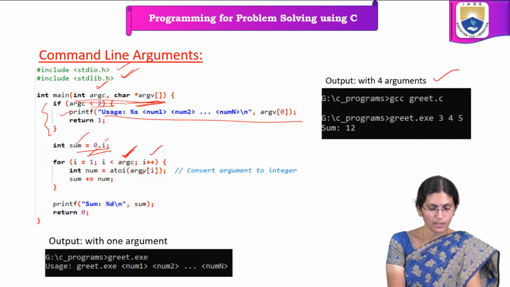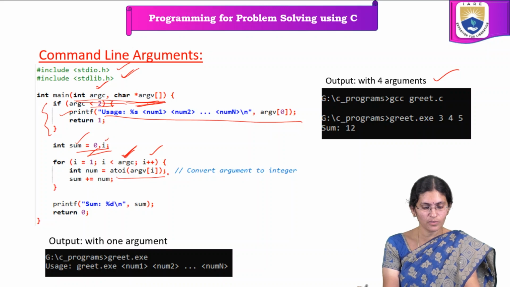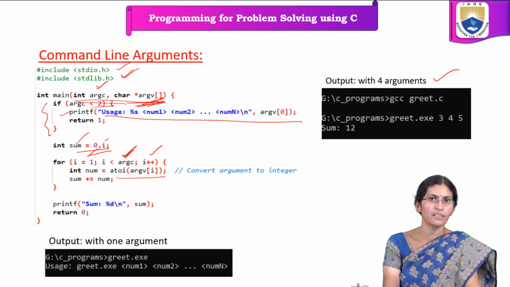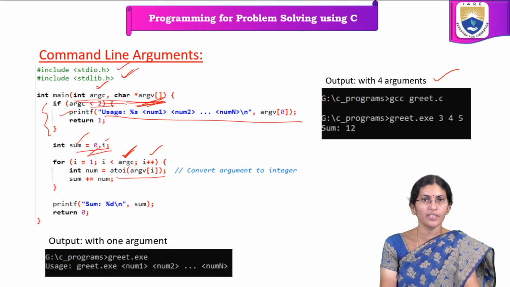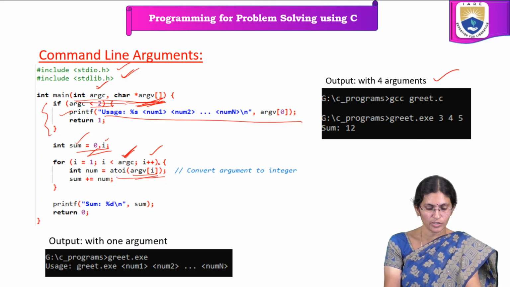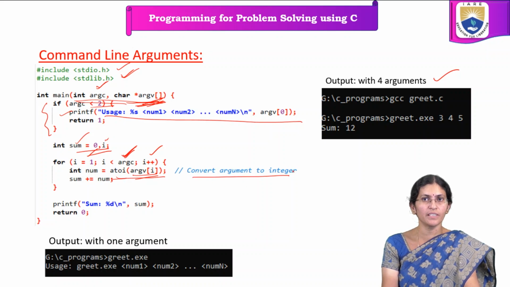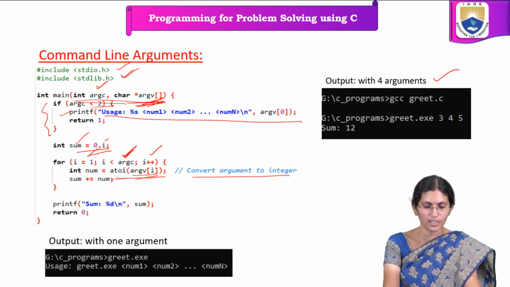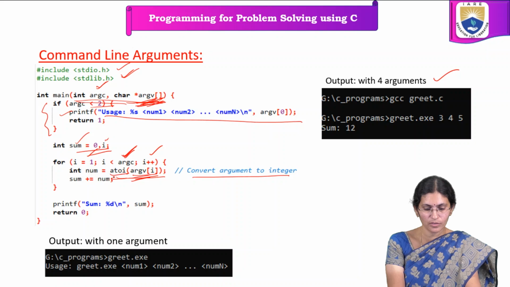So int num is equal to, what we are doing here is, each value is treated as a string. Therefore we need to convert this to an integer. This is a function to convert the argument to an integer. Whatever arguments we pass from the command prompt are treated as strings. In order to perform arithmetic operations, we need to convert the string to an integer.